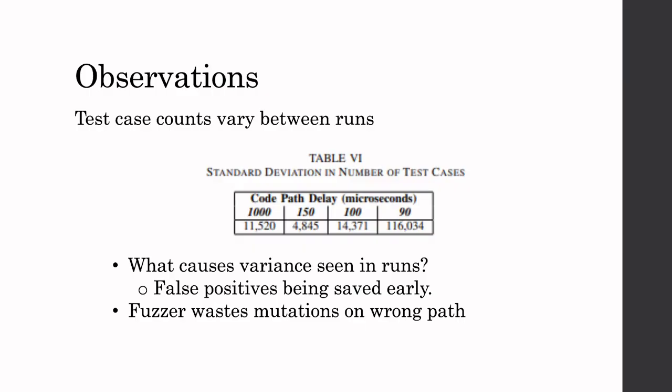And you can see that at 90 microseconds there was a massive difference in test cases, 116,000. This is because in some runs, the fuzzer would find the crash case pretty quickly. The false positives wouldn't overwhelm it. But in other runs, it would find a lot of false positives, and it would take a lot more time for it to narrow down the actual correct code paths and overwrite the false positives.